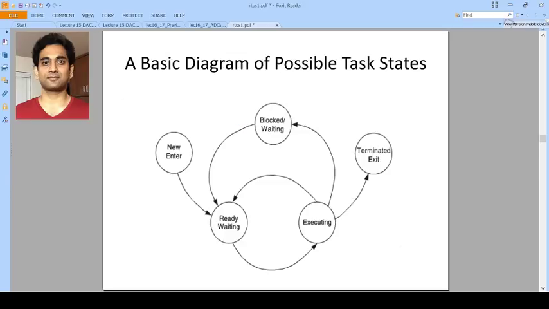So here is a block diagram of possible states that a task can be in. We know for sure when a task can be in running state. A task can be running if it has the CPU. And when a task finishes its job, it goes to exit. When a new task is coming into the system, it has to sit in the new or entry state.